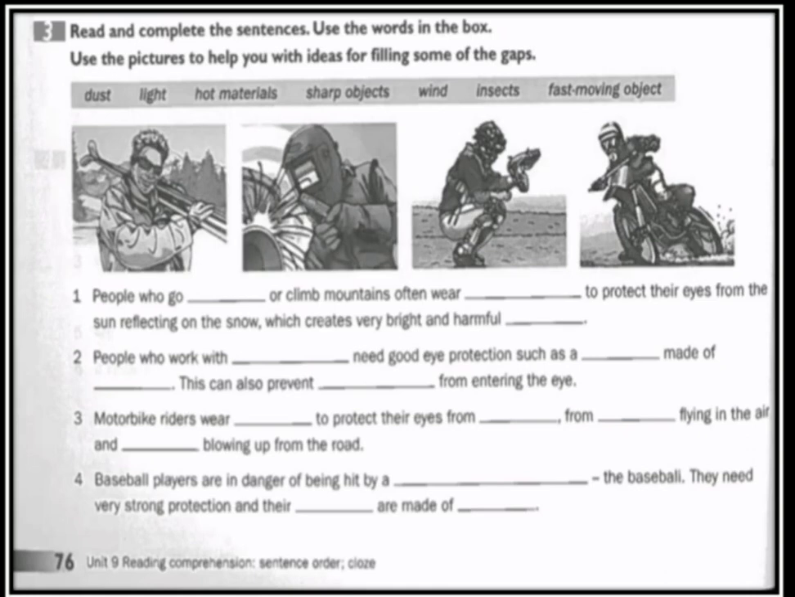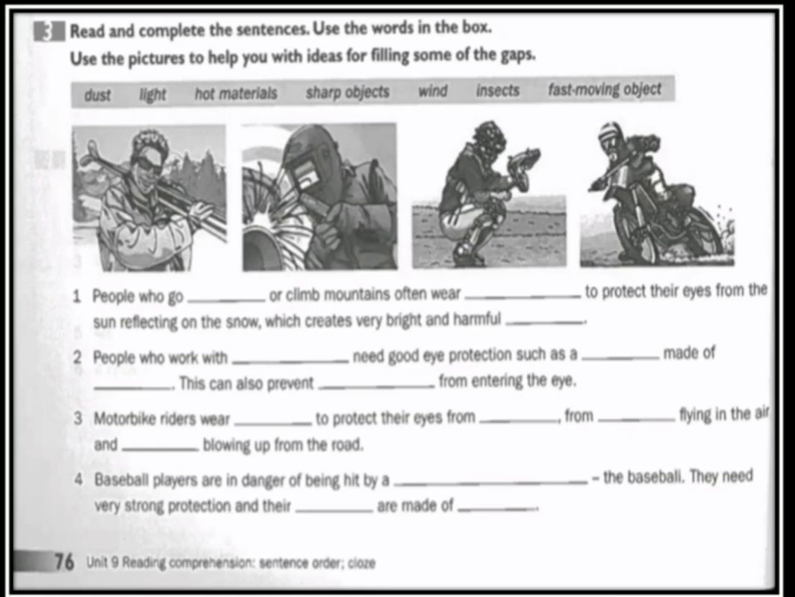Number 2, the man is welding and he is wearing a visor. Now, number 3, we can see here a baseball catcher. And number 4, we also can see here a motorcyclist. He is driving his motorbike.